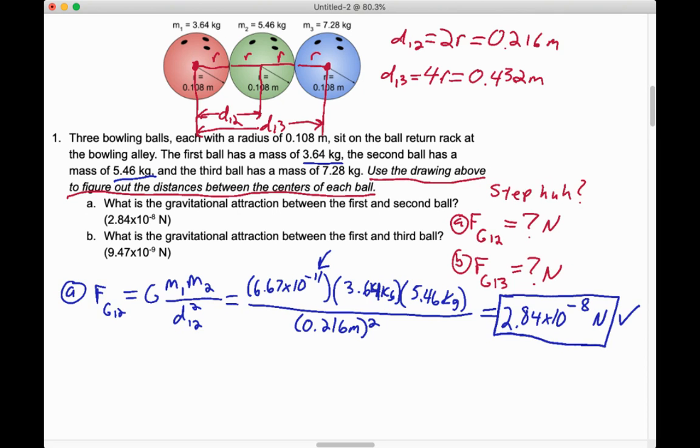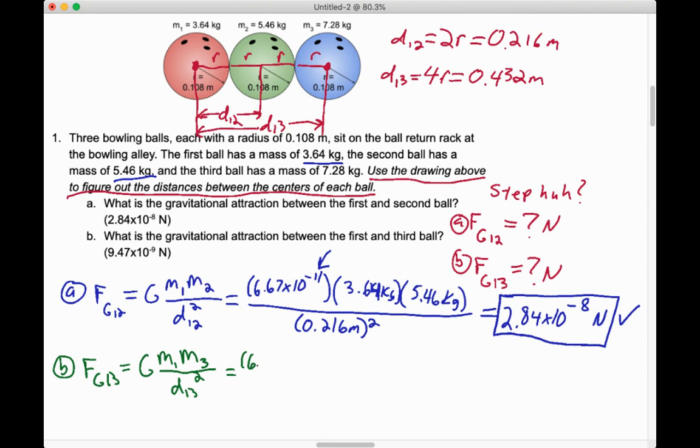On to part B. So for part B, we're looking for F sub G 13. So this is going to be equal to big G, first mass, and I'm going to write M3 because we're dealing with our other mass in this one, the third bowling ball. So why not call it M3? And this is going to get divided by D13 squared.